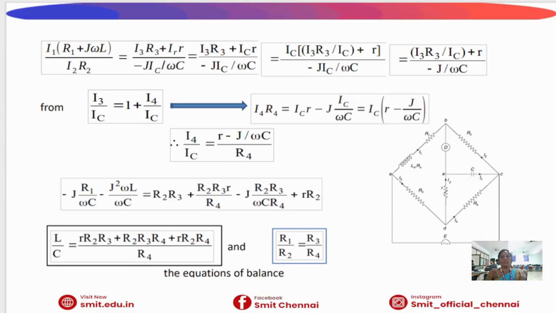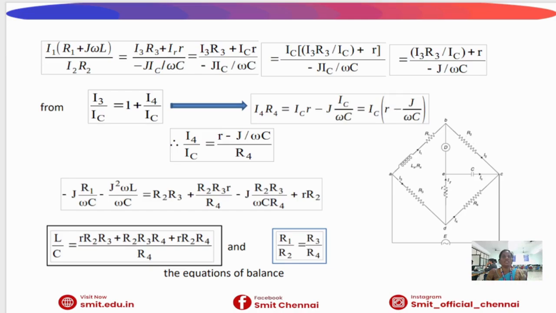From another loop equation, I4 R4 equals IC into (R minus j by omega C). Therefore, I4 by IC equals (R minus j by omega C) divided by R4. Substituting this into the earlier expression simplifies the equation.